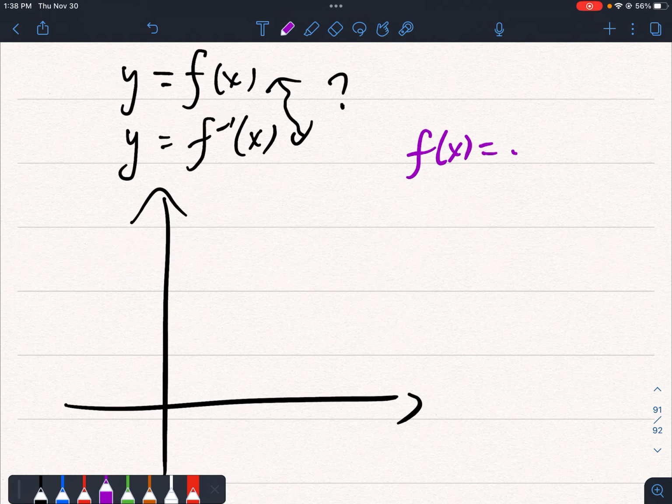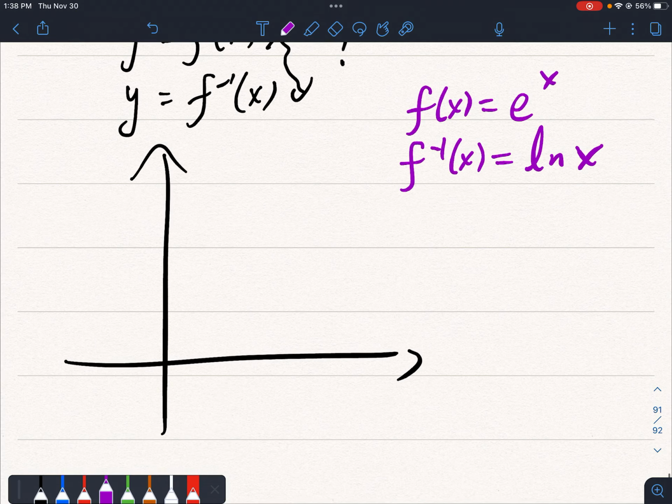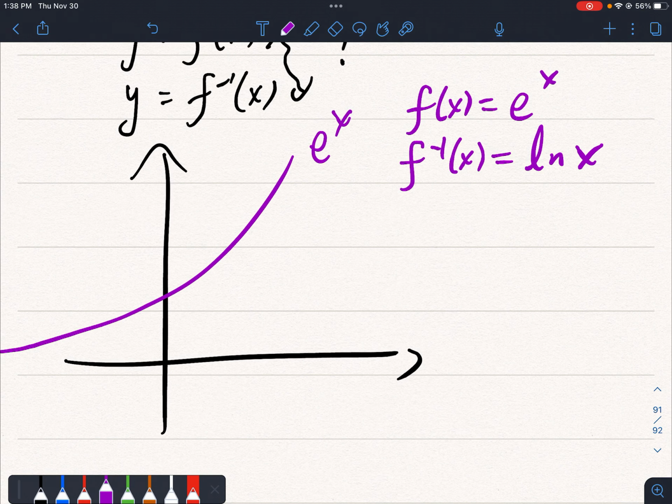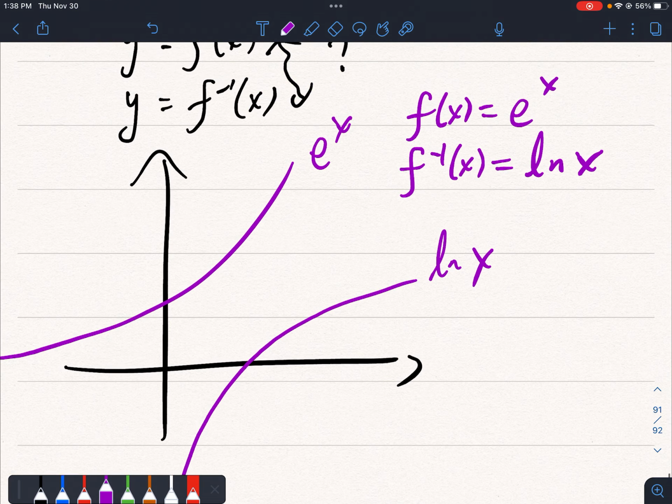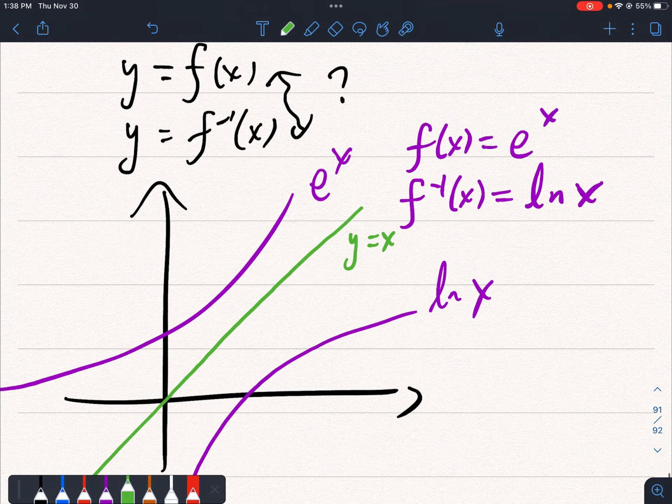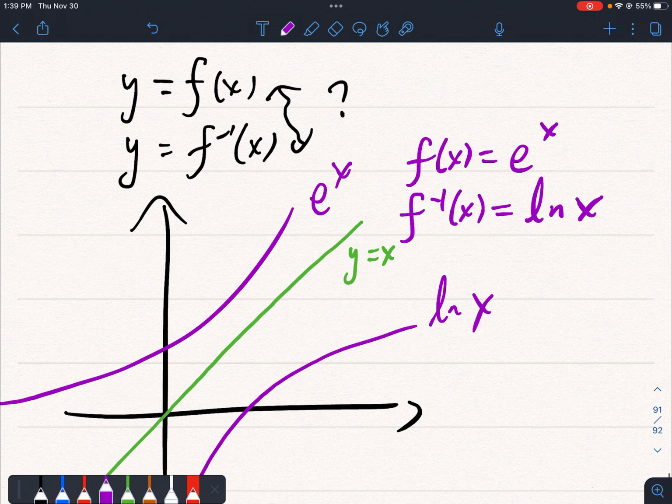Geometrically, you should have learned it in high school, but if not, I will show you one example. Let's assume that f of x is e to the x. Then we know that the inverse function is ln of x, right? If you look at the graph, this is e to the x, and this is ln of x. You can see very clearly that they are symmetric along this line, which is the line y equals x. And this is not a coincidence. This happens for each pair of a function and its inverse.